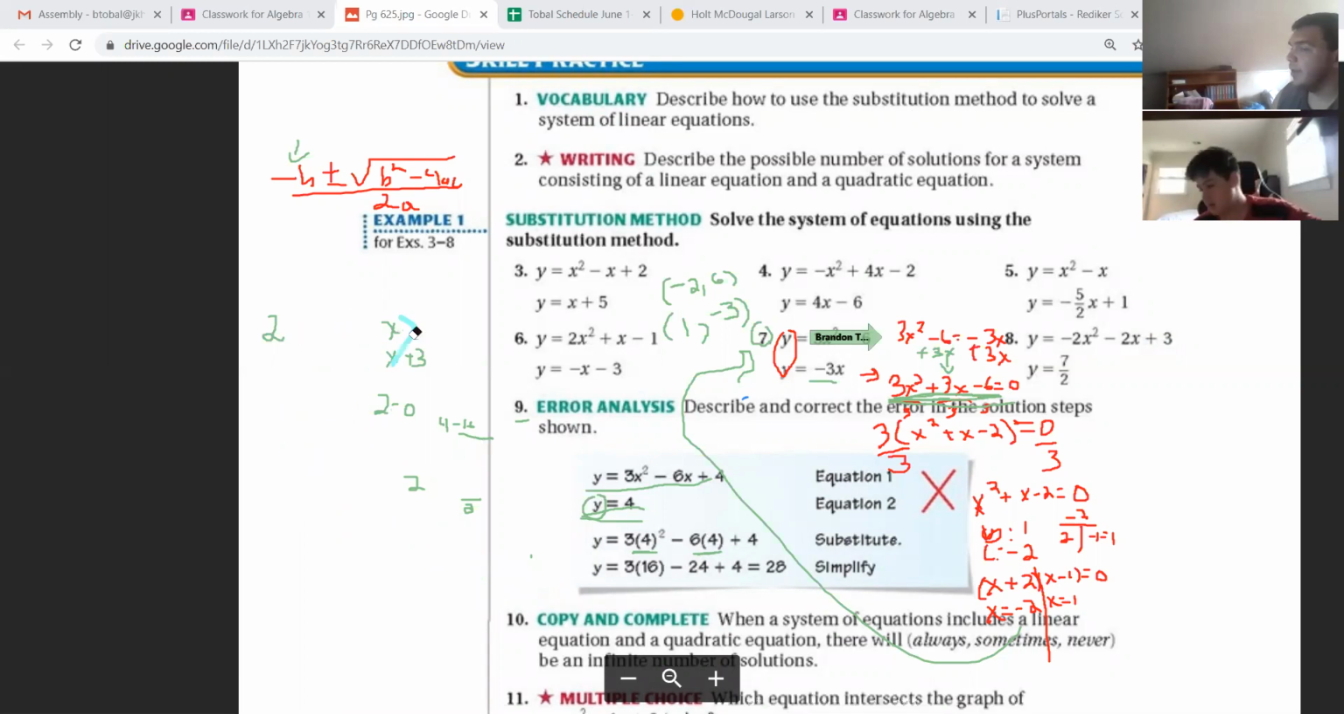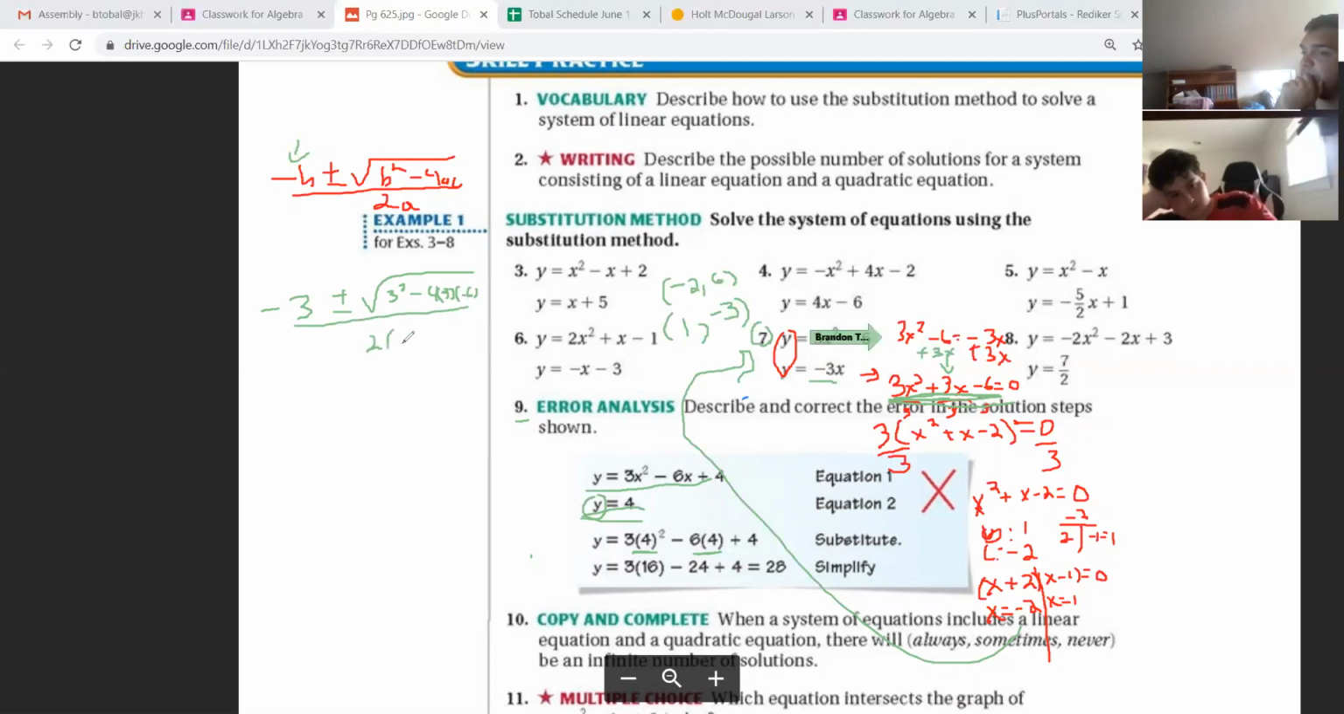Oh, okay. So let me plug it in myself. You used 3x and 6, right? Yeah. Okay. Let's see if we have any mistakes. So negative 3 plus or minus the square root of 3 squared, minus 4 times 3 times negative 6, all over 2 times 3. I think so far so good.